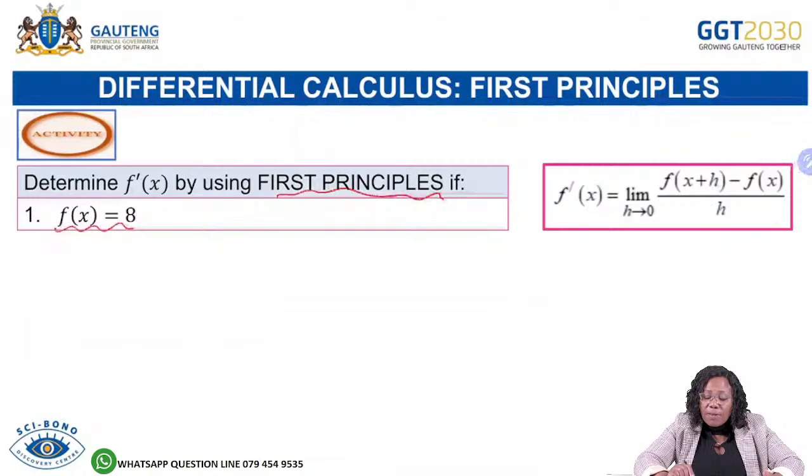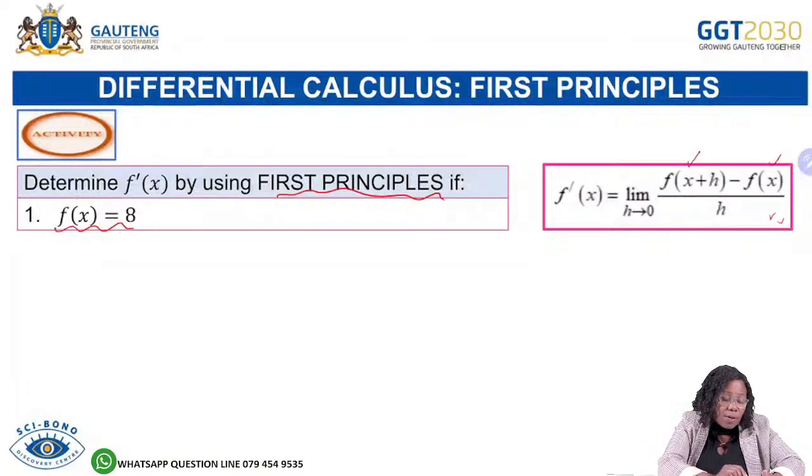And then if you look at the formula for differentiating the derivative of f at x, you can see that you need an f at x plus h, because f at x is the one that is given to you there. And then now you'll simplify by dividing by h towards your answer there, grade 12.